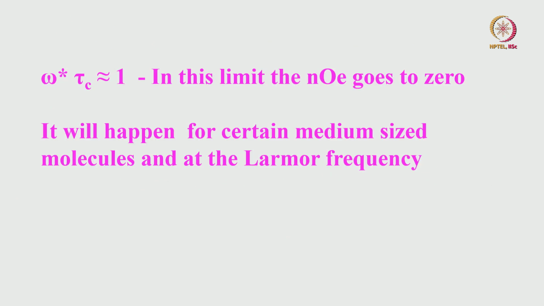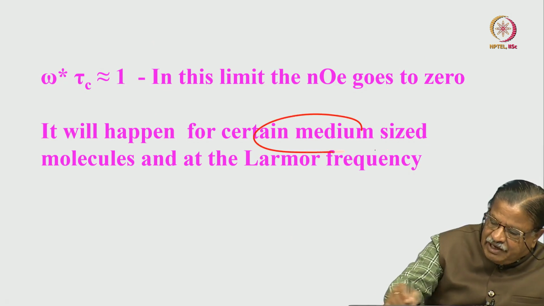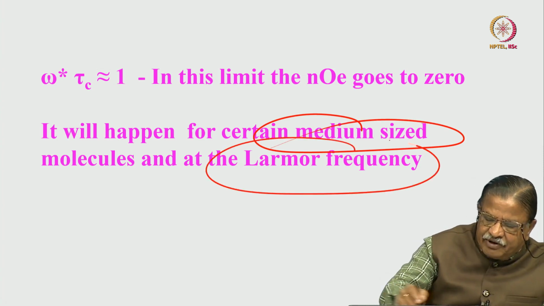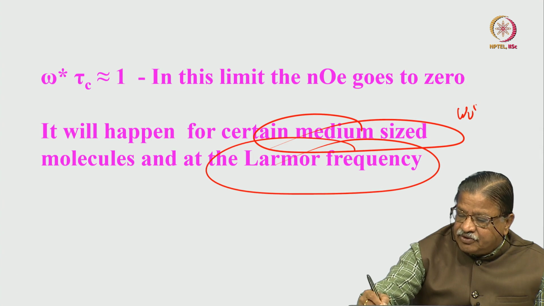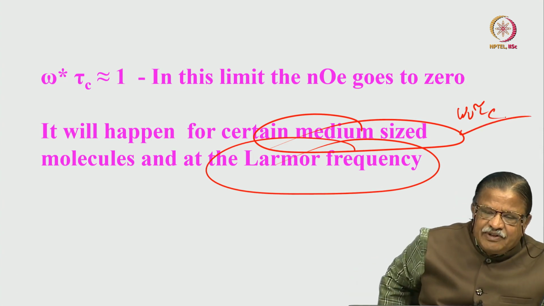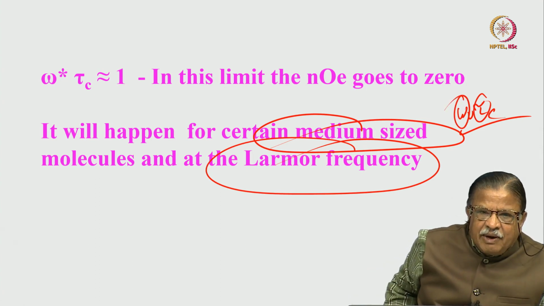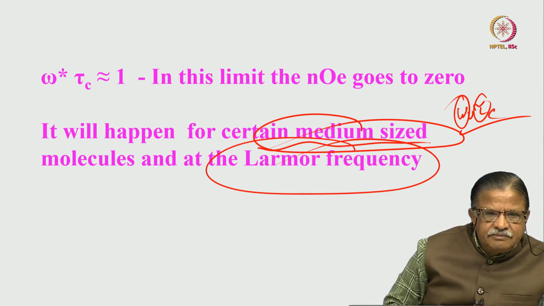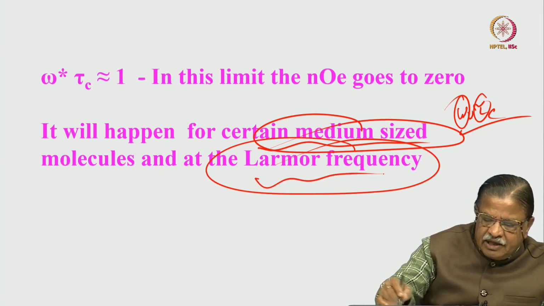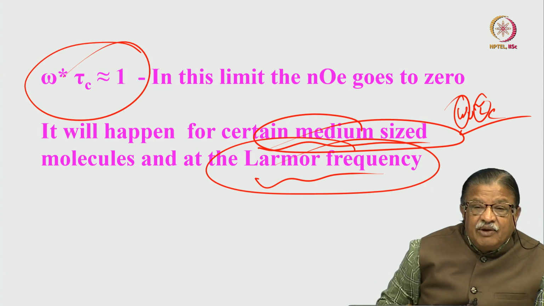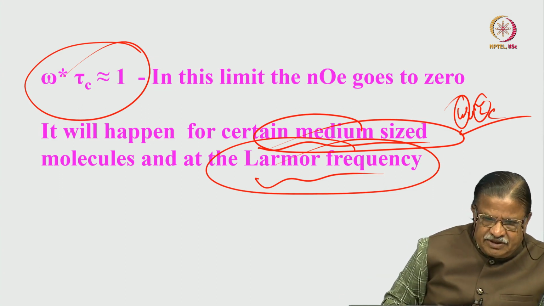And we go to the next situation. This is omega tau c approximately equal to 1. In this limit, the NOE goes to 0. When can it happen? It will happen for certain medium sized molecules and at a certain Larmor frequency, because the factor coming into the picture is omega naught times tau c. Either of them can be larger, it doesn't matter, but the product should be approximately equal to 1. So depending upon certain medium sized molecules and a certain Larmor frequency, this factor becomes 1, and NOE will not be seen in such situations.